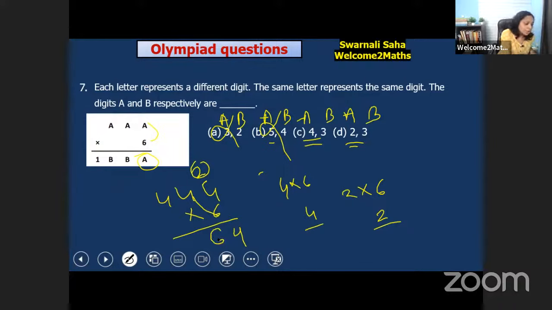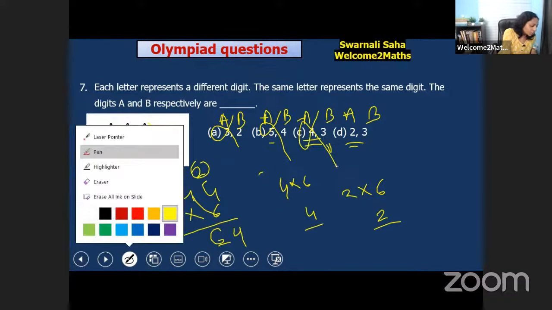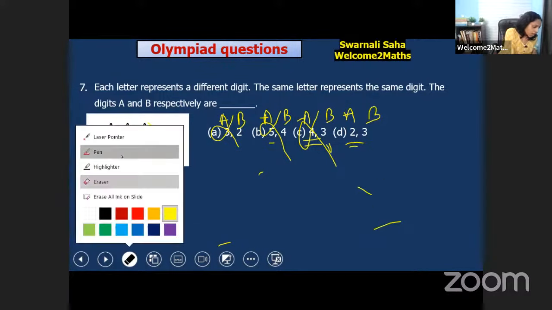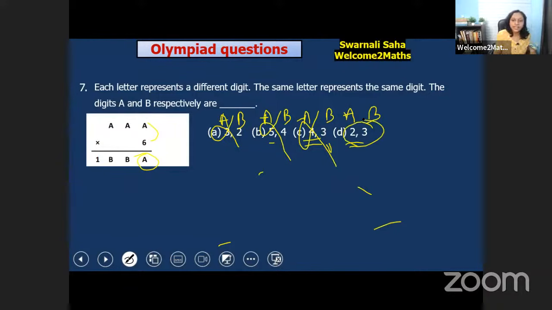But you see, the value of B here is 3, but here we got 6. So that means this is a wrong option. So let's eliminate this option too. Okay. So now 2 and 3 must be our answer. So let's put the value here.